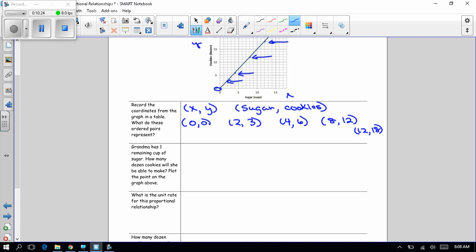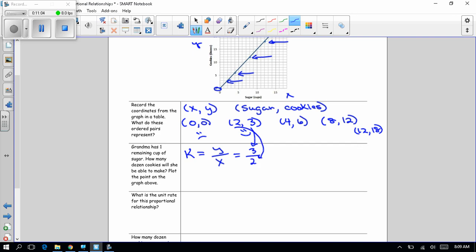All right, Grandma has 1 remaining cup of sugar, right? She can only do 1 cup of sugar. So how many dozens of cookies can she make if this proportion stays the same, if that ratio stays the same? And it has to, otherwise your cookies don't taste right. So remember, that constant, or that unit rate, is always y over x. Well, what's the y in those ordered pairs? I don't want to use the 0, 0. It's not going to help me at all. But I like that one there. All right, so my y value is the 3. And the x value is the 2.